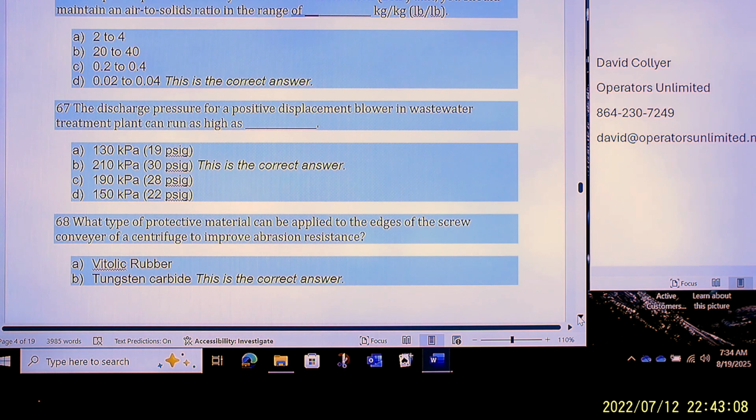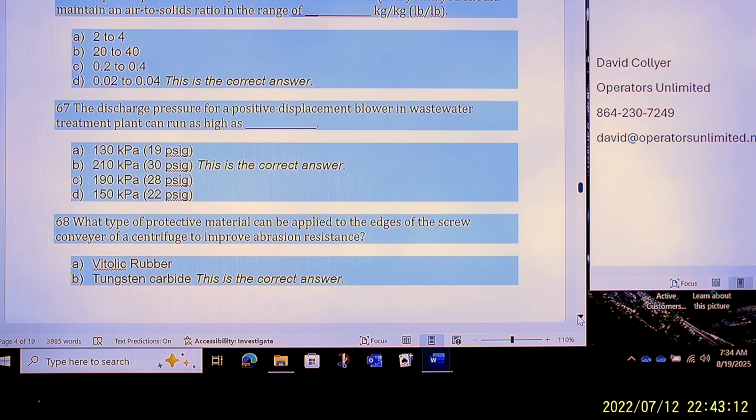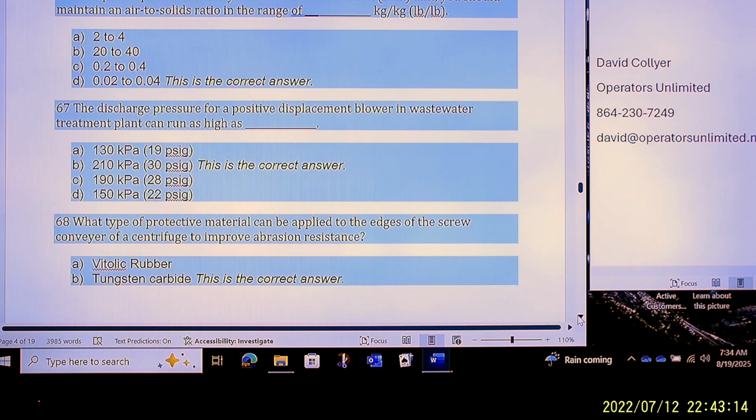66. For optimal performance of your dissolved air flotation unit, you should maintain an air to solids ratio in the range of A. 2 to 4, B. 20 to 40, C. 0.2 to 0.4, or D. 0.02 to 0.04. The answer to 66 is D. 0.02 to 0.04.